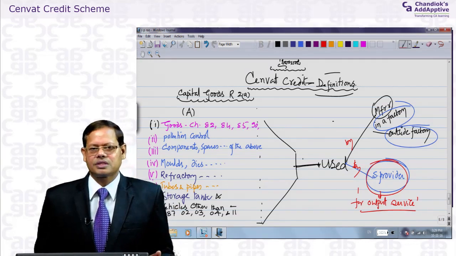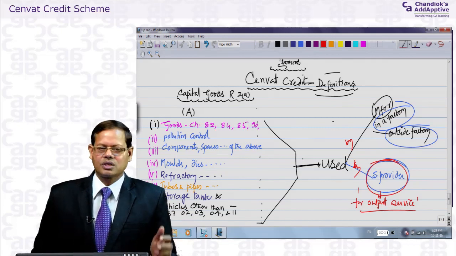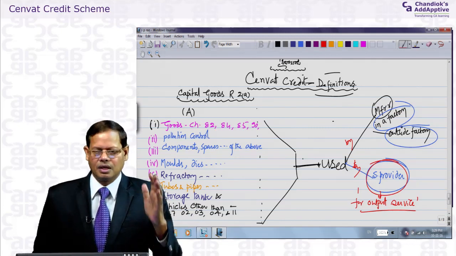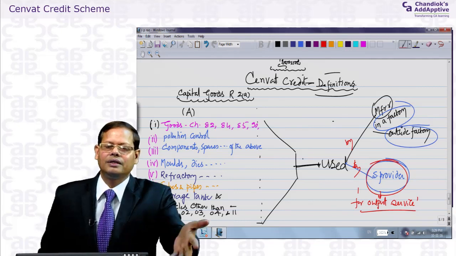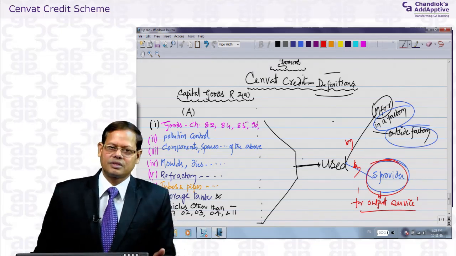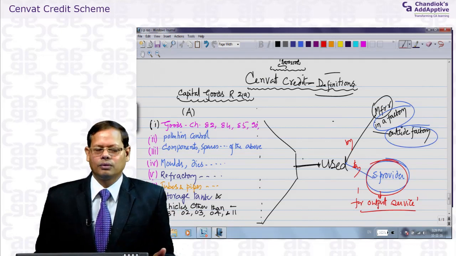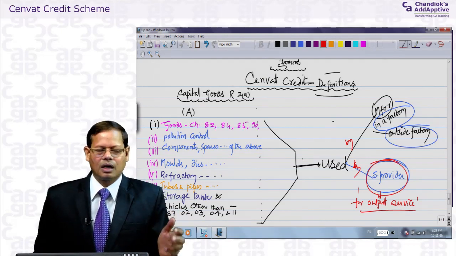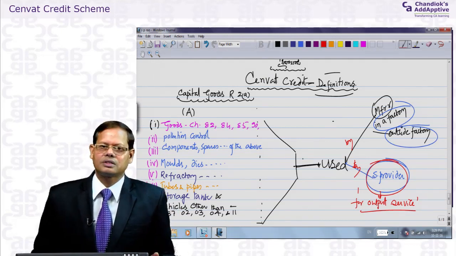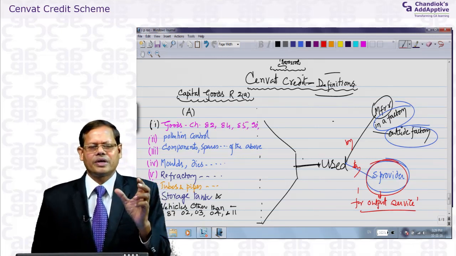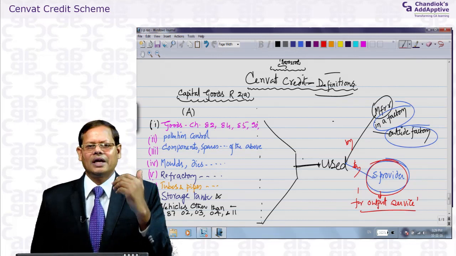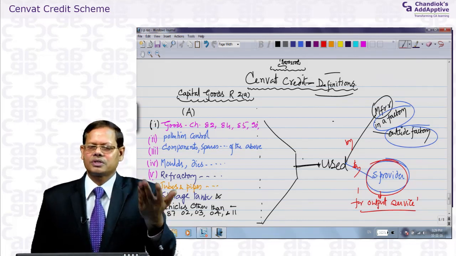So, cleaning services, housekeeping services. For housekeeping services or cleaning services, a vacuum cleaner is capital goods because that is being used directly to clean. Cleaning is a service. To clean the floor, they are used. To clean the carpets, they are used. So that is capital goods. For a service provider, there is no escape. He should use it directly for providing output service, otherwise no.